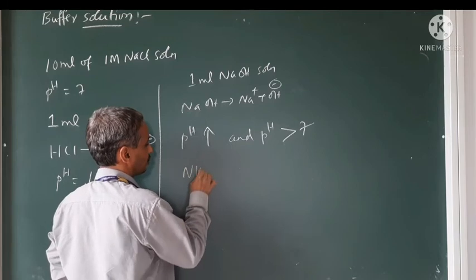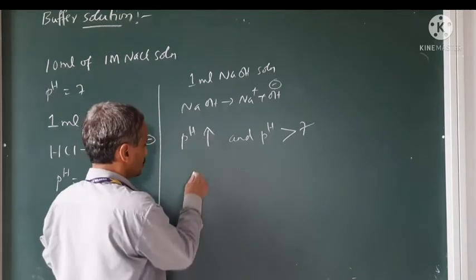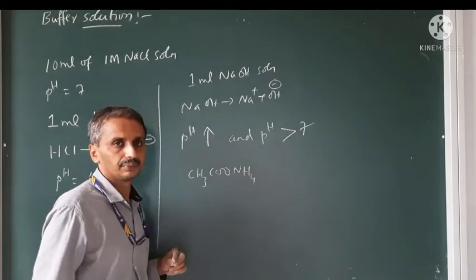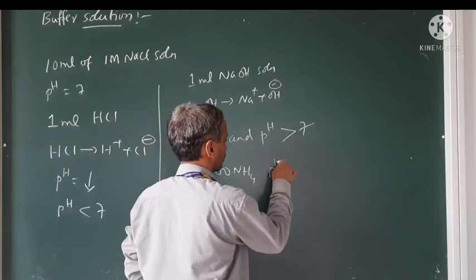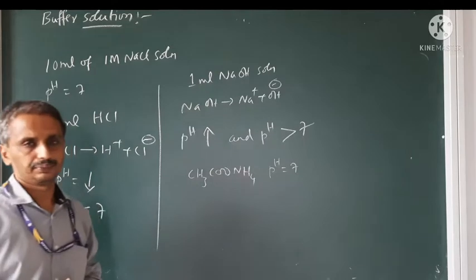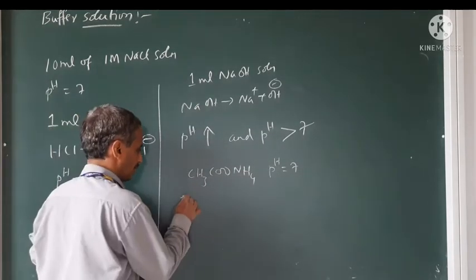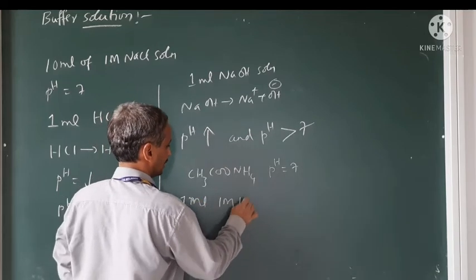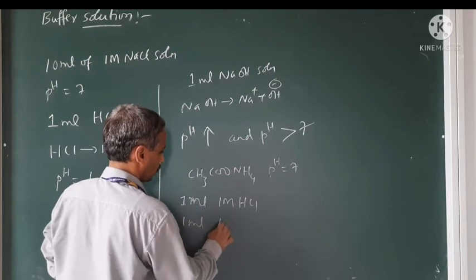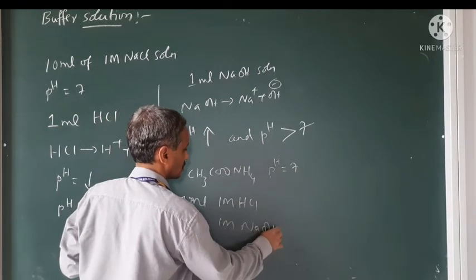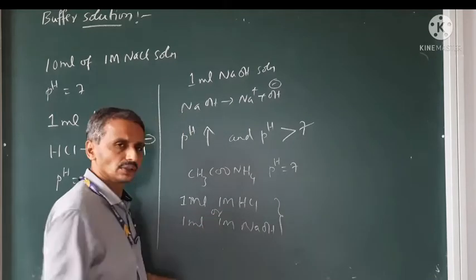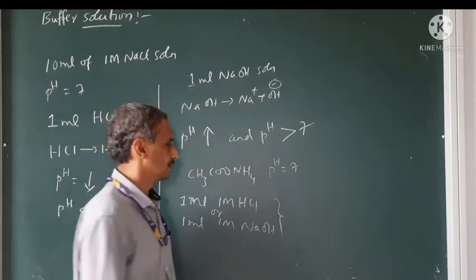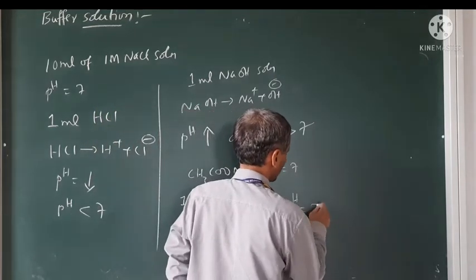I'll take one more example. CH3COONH4, ammonium acetate. See, its pH is 7. It's neutral in nature. To this, I will add 1 ml of 1 molar HCl or 1 ml of 1 molar NaOH, any one. With this small addition, the pH is not changing. The pH will still remain as 7 only.